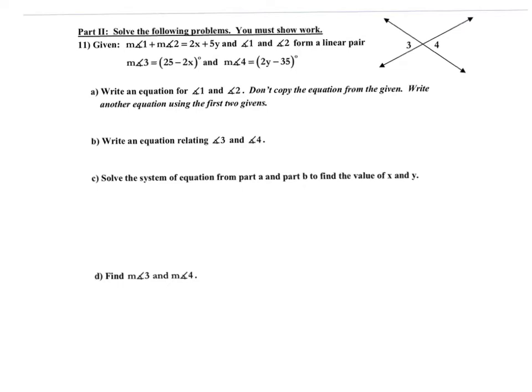Part A says write an equation for 1 and 2. It says don't copy the equation from the given. Write another equation using the first two givens. So what they want you to do for this one is use the 2x plus 5y, since that's the measures of 1 and 2. But I also know that 1 and 2 form a linear pair.